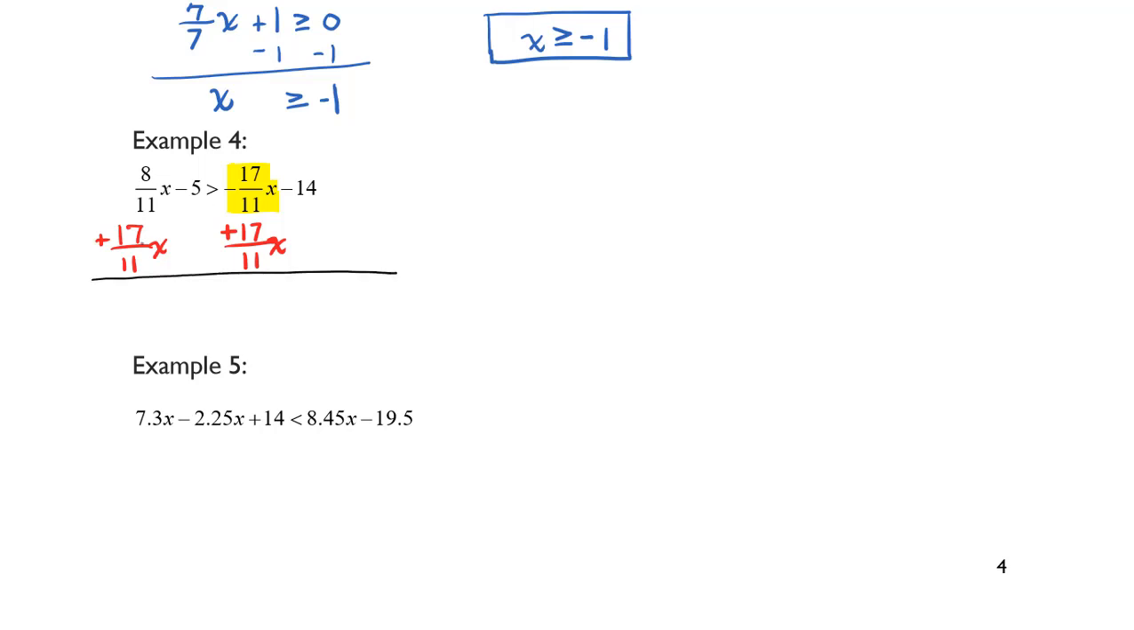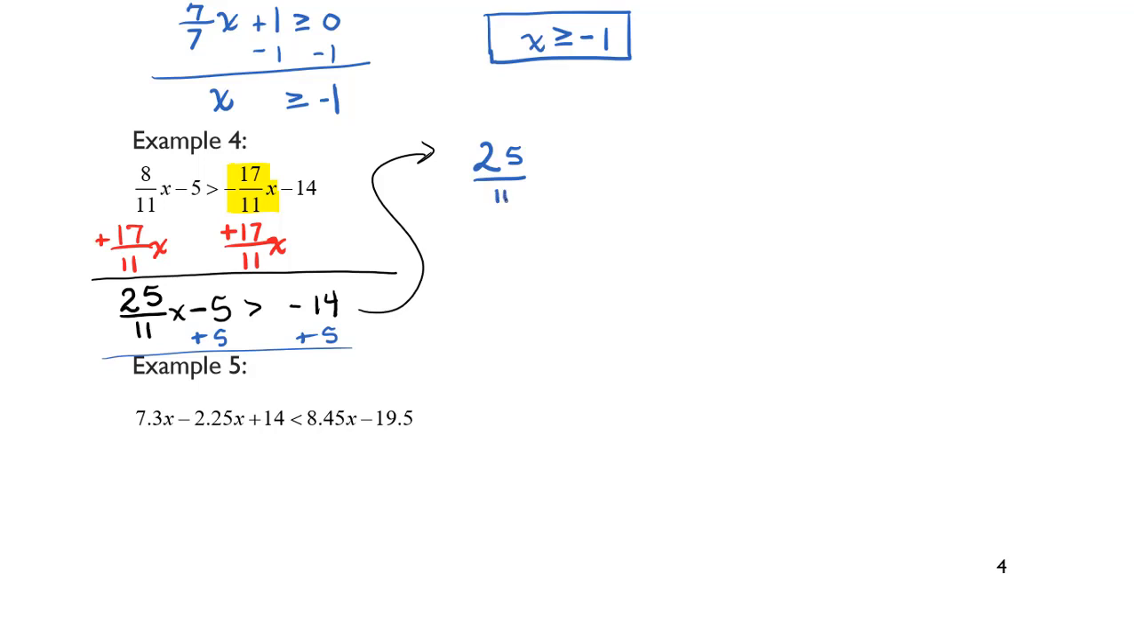This gives me 17/11 plus 8/11, which is 25/11 x minus 5 is greater than -14. I'm going to go ahead and add 5 to both sides. And notice that when I do that, I have all the x terms on one side and all the constants, just numbers, on the other. I now have 25 over 11x is greater than -9.